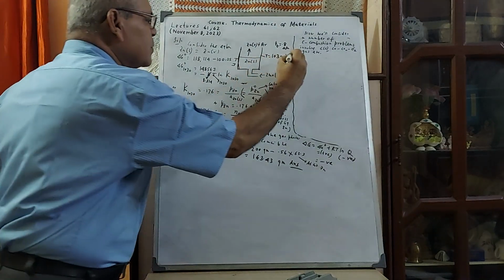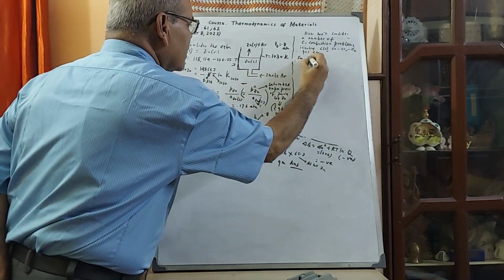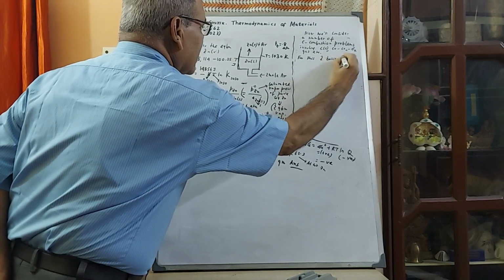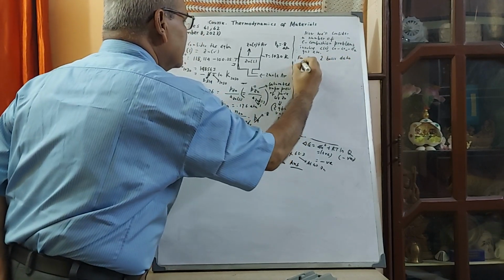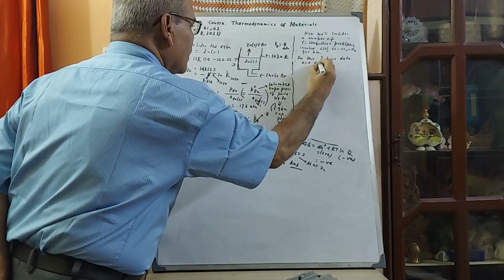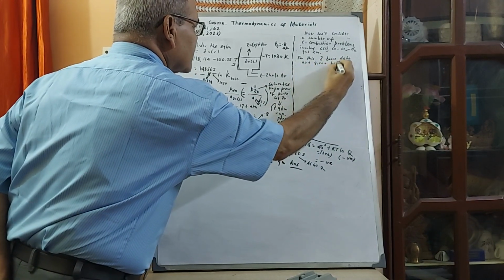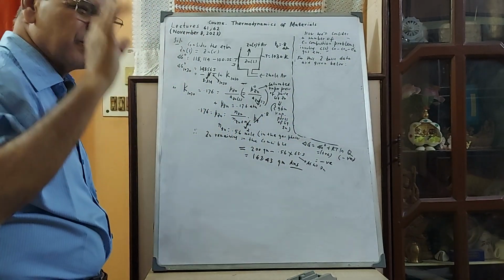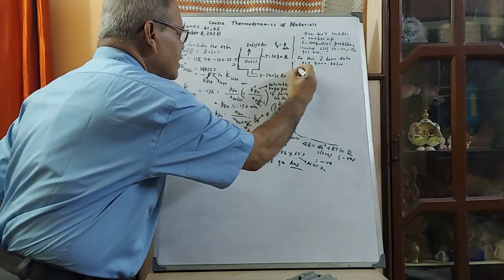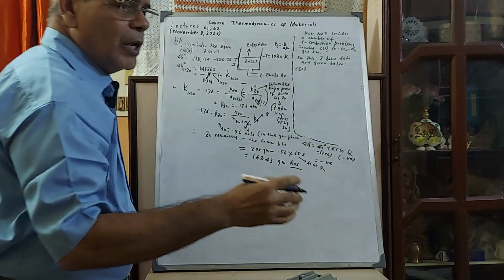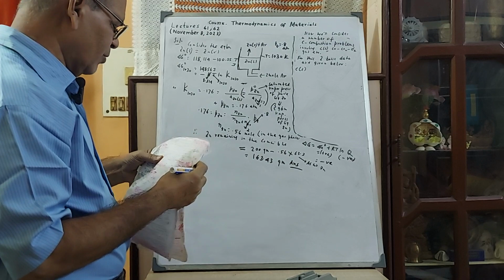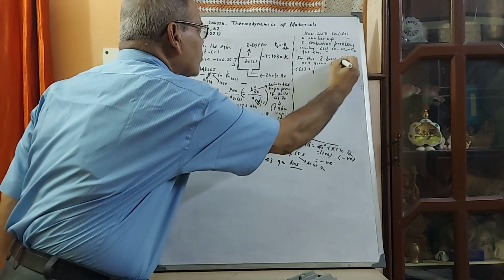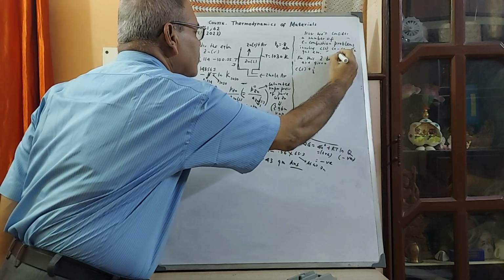So for this carbon oxygen system, two basic data are given below. What are the two basic data? I am giving you formation reactions. For C solid, formation of CO. The basic data is this: C solid plus half O2 gas, formation data, basic formation data.